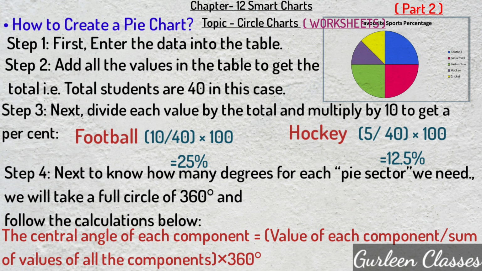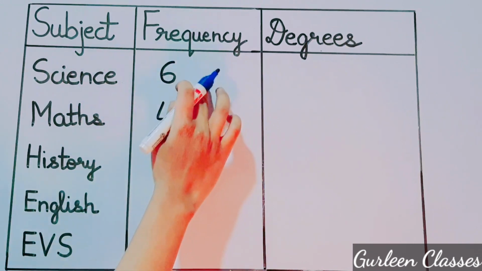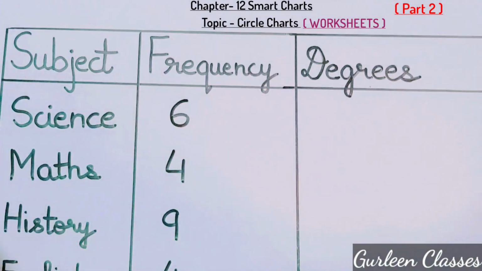Then step 4. To know how many degrees for each sector we need, we will take a full circle of 360 degrees and follow the calculation. The central angle of each component is equal to value of each component divided by sum of values of all the components into 360 degrees. Step 5. Draw a circle and use a protractor to measure the degree of each sector. So let us do some question based on this. So here you can see frequencies are given for each favorite subject.